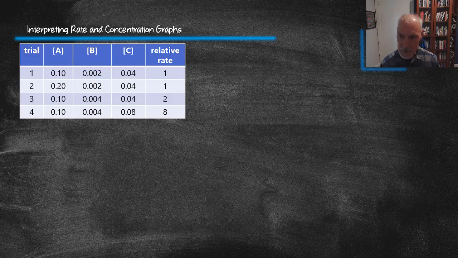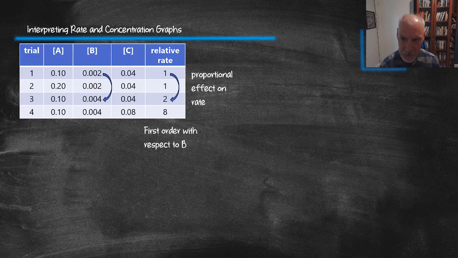Let's move on now and take a look at B. To study the effect of B, I want only B changing. That would be trials 1 and 3. Here I've doubled B, and I've also doubled the rate at the same time. That's a proportional effect, so we would say it's first order with respect to B.